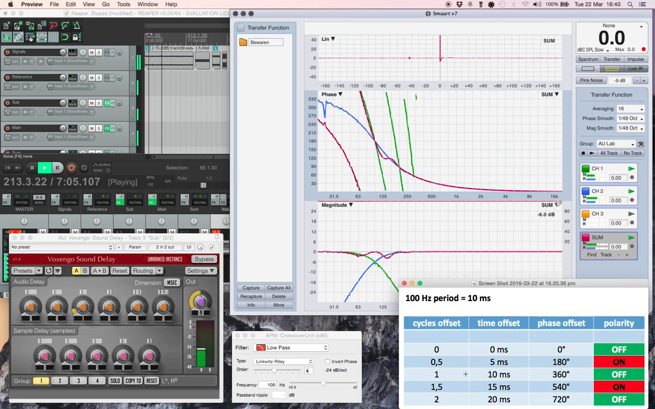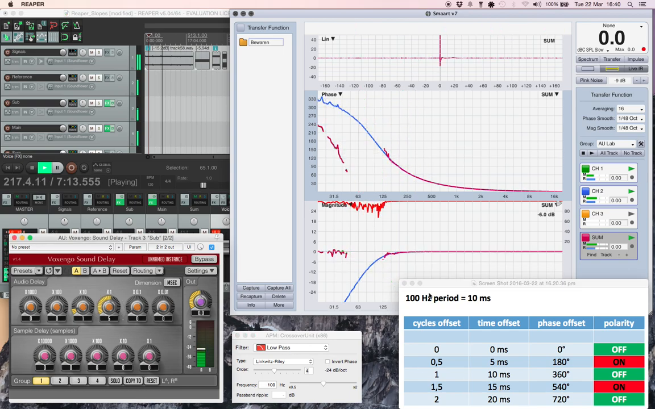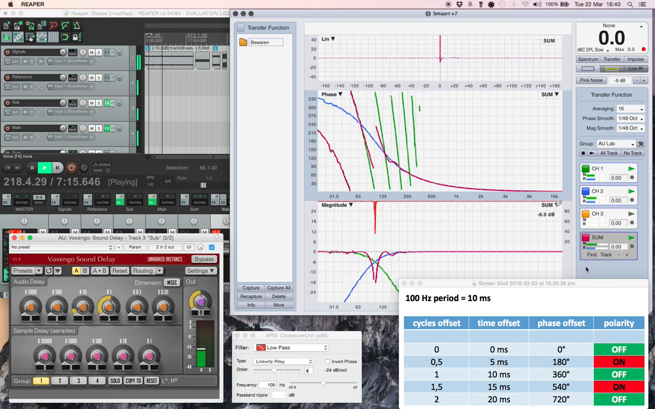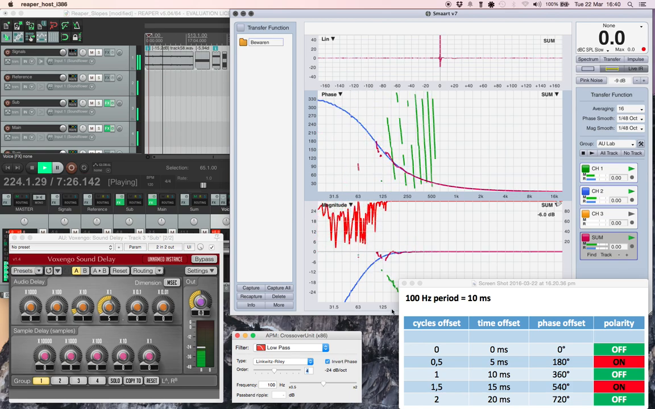So let's go to the next value in the chart, which is 1.5 cycles or 15 milliseconds. So let's add 5 milliseconds, and now we will have cancellation again because we are now 1.5 cycles apart at the crossover frequency. But if we flip the polarity, then out of phase becomes in phase again. In phase, but 1.5 cycles apart.